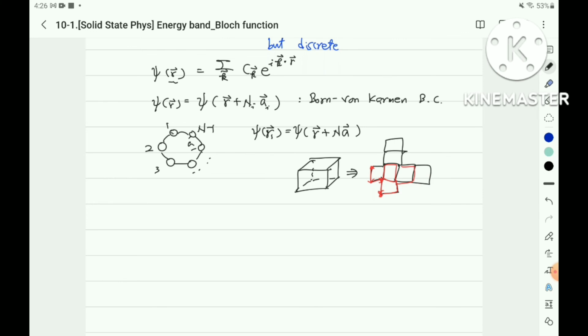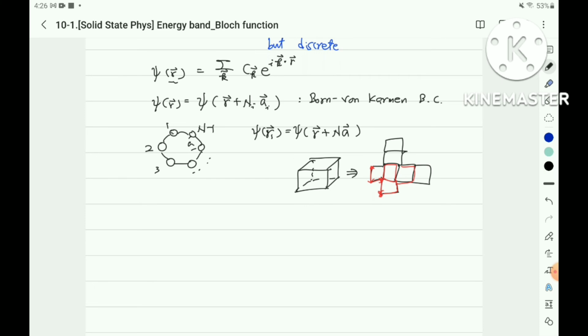Therefore, in real lattices with the Born-Kármán boundary condition, suppose that among n atoms, the nth nearest neighbors have the same particle as the starting point. It is the Born-Kármán boundary condition. It is natural to understand.